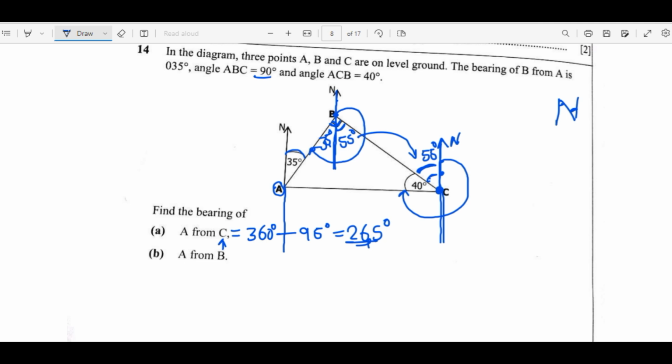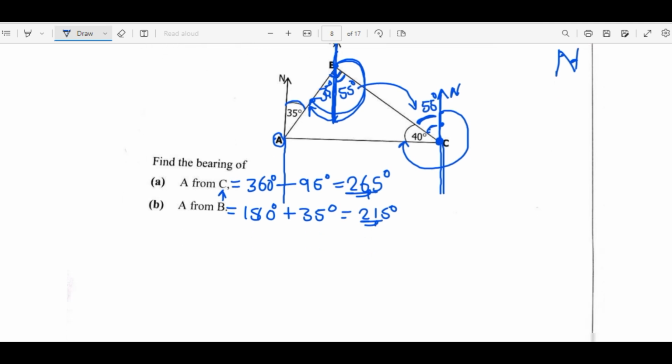So we want to find this angle. Remember, a straight line adds up to 180. So from here up to here, it's 180. So 180 plus 35, we have the angle which is 215 degrees. So that is the answer for this question.